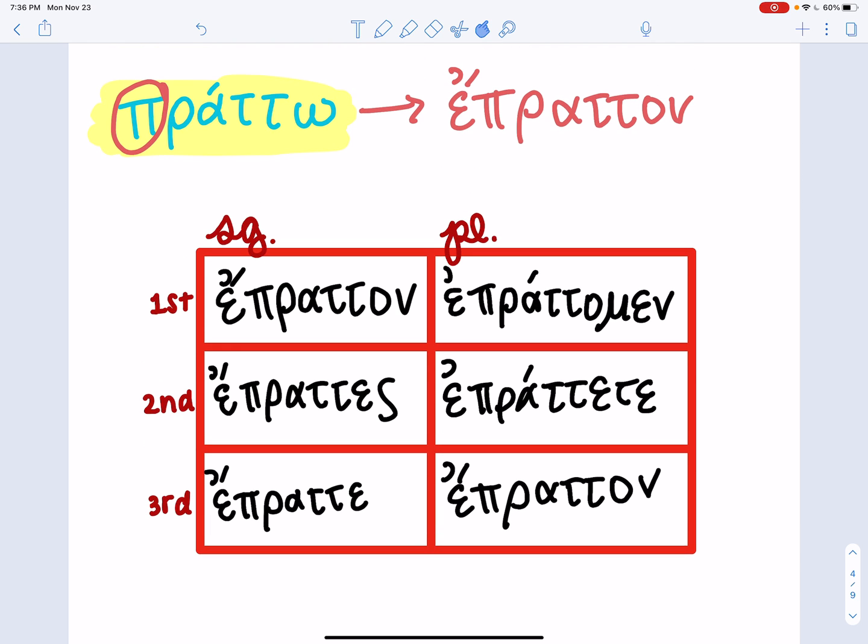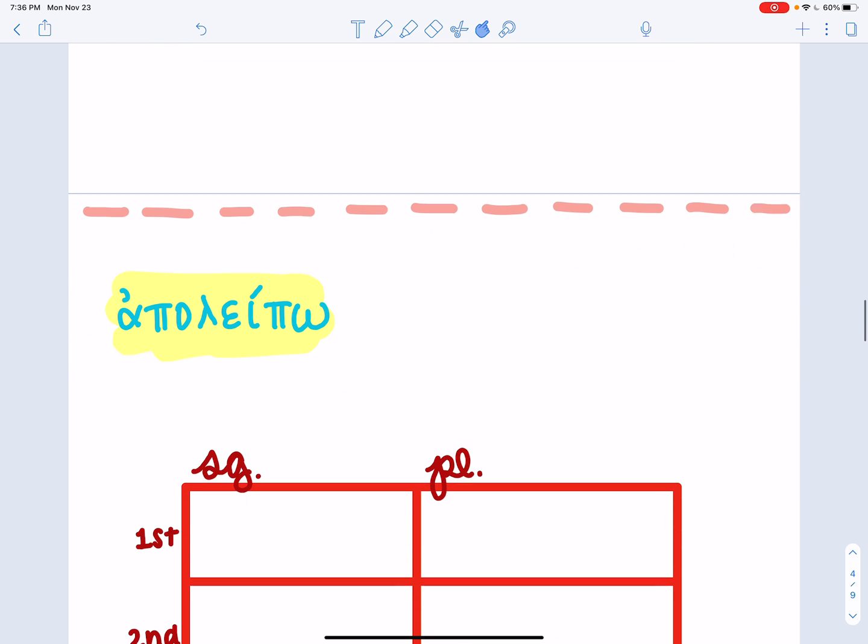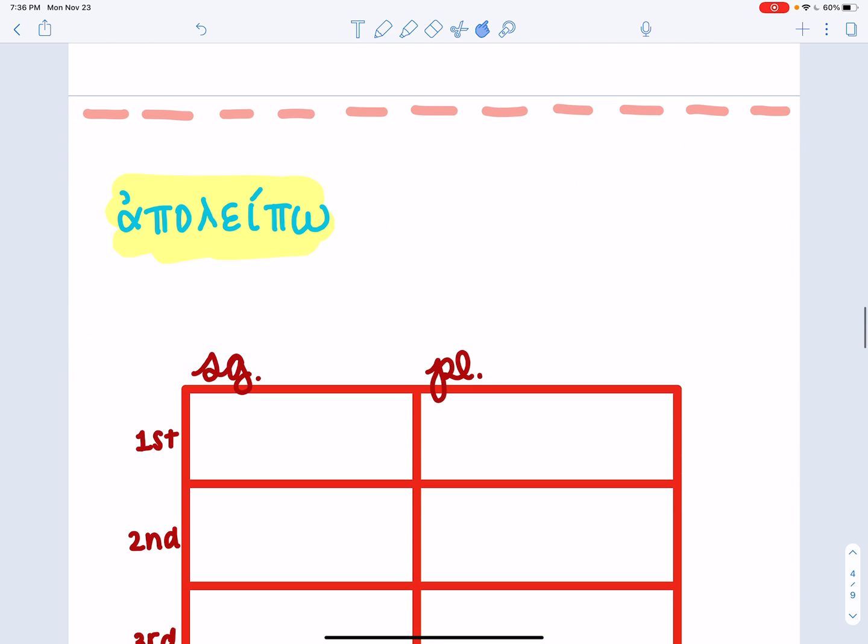And here it was super easy because we could just add an epsilon. Now let's do an example that is a little bit harder. Here is a word we have somewhat looked at before. So we learned lepo on its own, means to abandon or leave behind. Apo, added on the front, just means exactly the same thing. Just emphasizes it a little bit more.